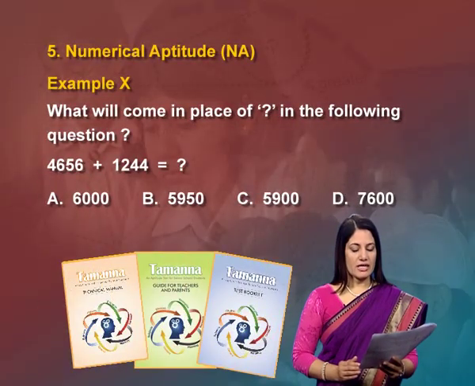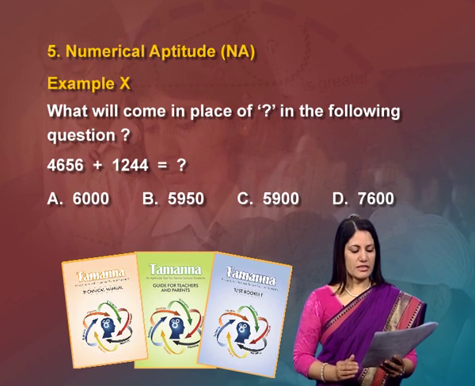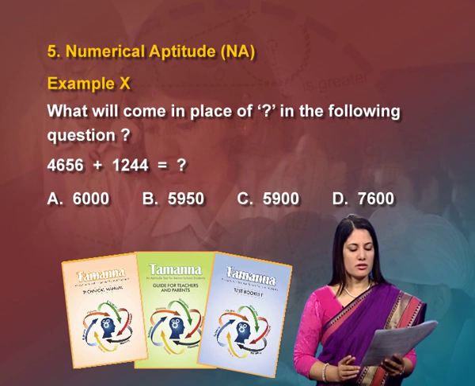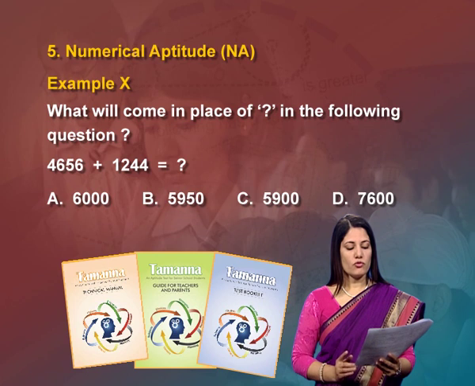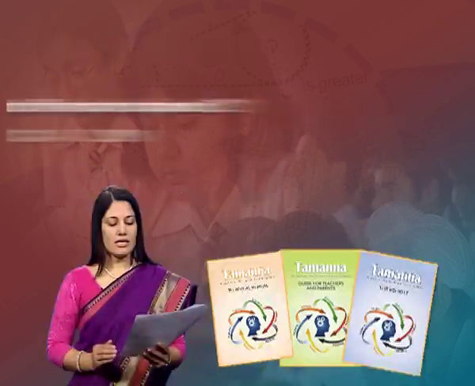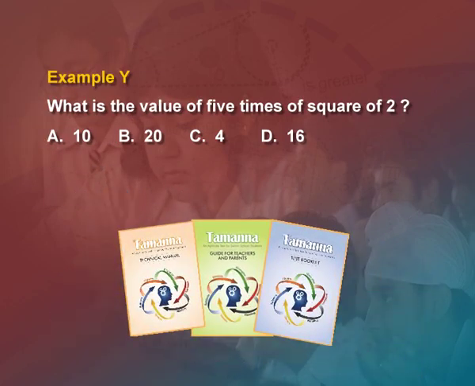For example, as you can see on this slide, numerical aptitude, we have given example X. What will come in place of the question mark in the following question? If you add 4656 to 1244, what will be the right answer? Option A, B, C or D? Let's see another example Y. What is the value of 5 times the square of 2? Option A, 10, B, 20, C, 4, D, 16.